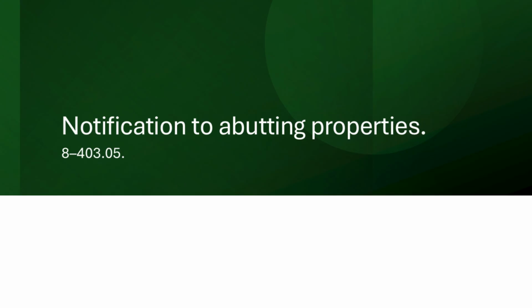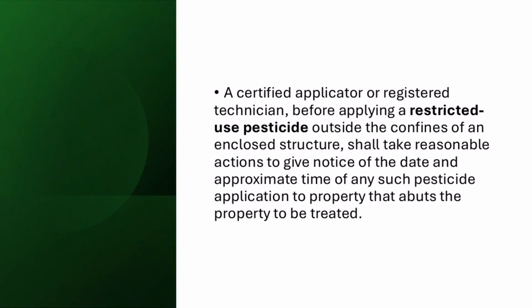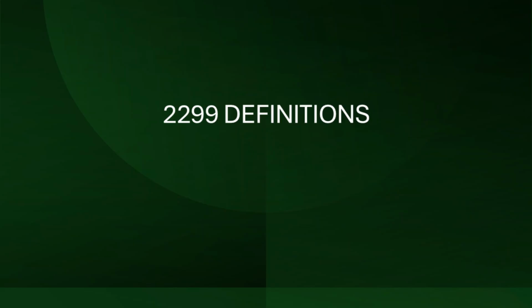Notification to abutting properties. 8-403.05. A certified applicator or registered technician, before applying a restricted use pesticide outside the confines of an enclosed structure, shall take reasonable actions to give notice of the date and approximate time of any such pesticide application to the property that abuts the property to be treated.